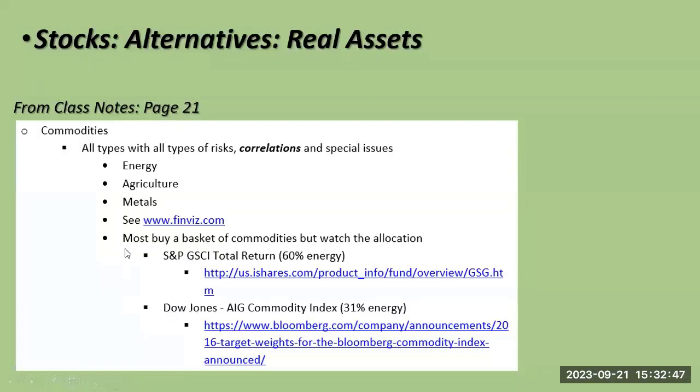The S&P is like 60% energy. So if you buy it, it would have done great in 2022, and probably is off this year. It would have done horrible in 2020 because it's heavily dependent on energy. Whereas the Dow Jones or AIG is only 30% energy. So I would probably prefer the second one to be a little bit more diversified, but they're very, very different indices. How you weight these, there's no real obvious way to know what percentage you want in energy. It's kind of tough to make those decisions.